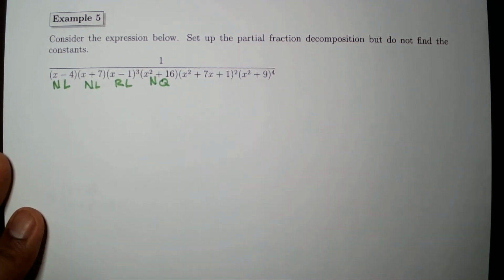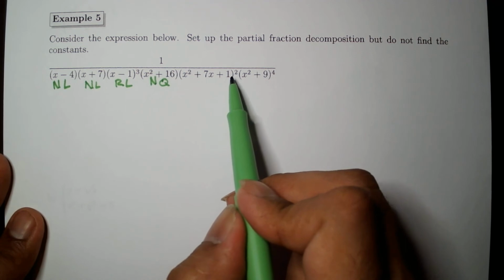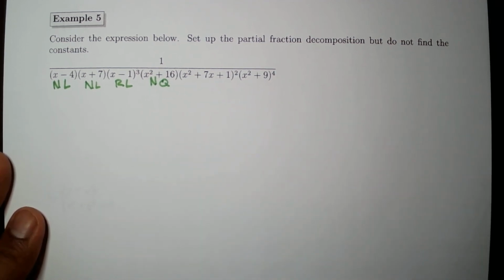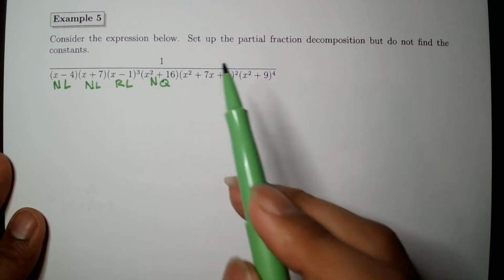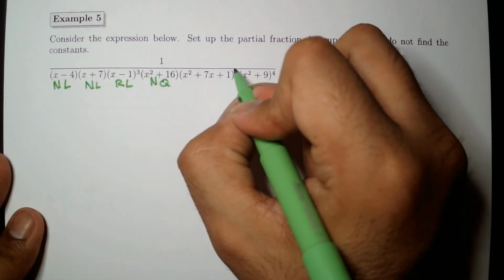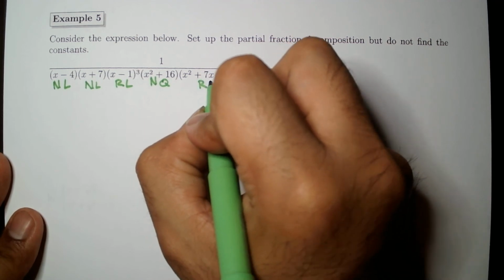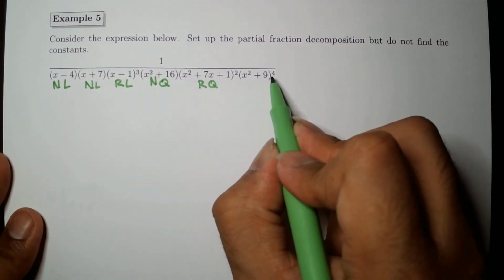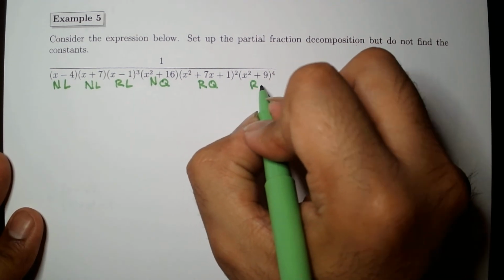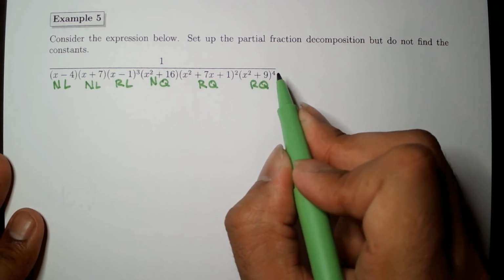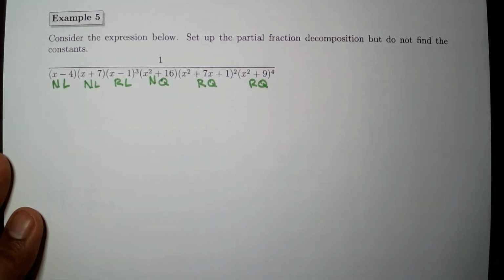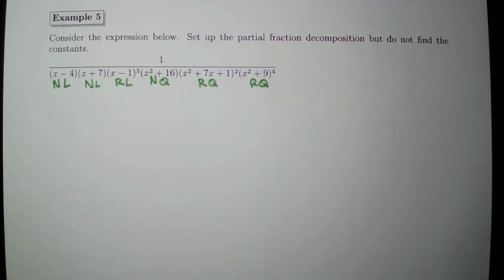X squared plus 7x plus 1. Well, if we try to find factors of 1 that add up to 7, it's not possible. But notice it's to the second power, so this is repeated quadratic. X squared plus 9 to the fourth power is also repeated quadratic irreducible, because x squared plus 9 has no solution over the real numbers, and we also have it to the fourth power. How is this going to look? Crazy? Yes, it's going to look big.